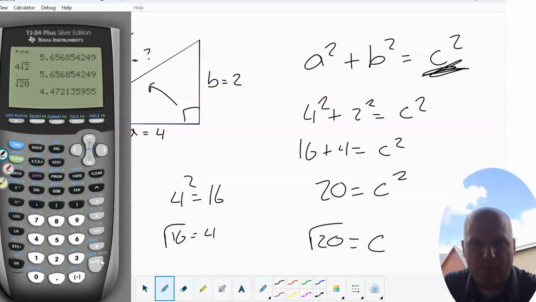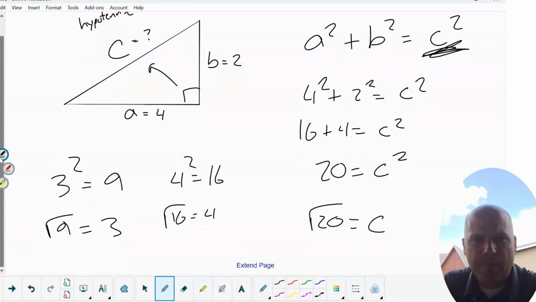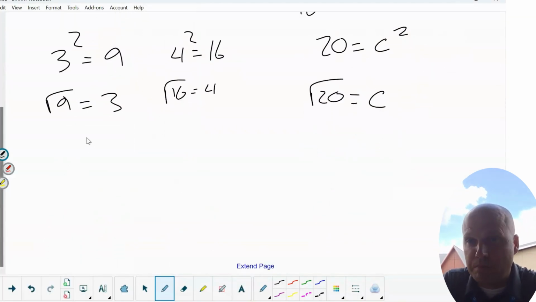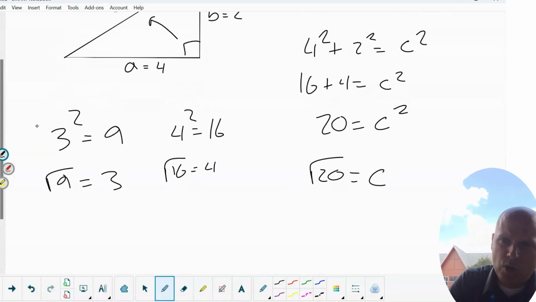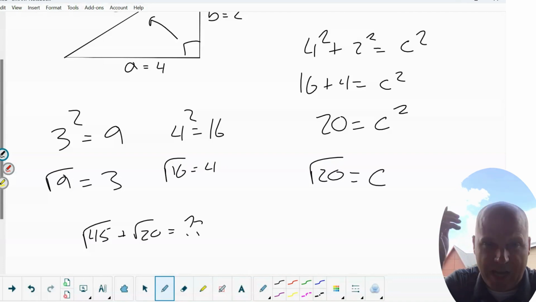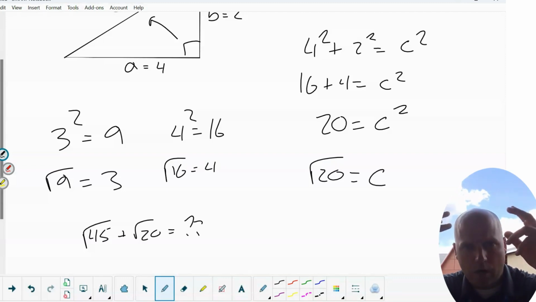Now, it'd be nice if we could say we're done. This is the answer. However, we as mathematicians like to be able to work with numbers as much as possible. This is not a number that's easy to work with. If we wanted to add root 45 and root 20, we would not be able to do that. We would think that it's root 65, but it's not. So this is when we simplify our square roots.